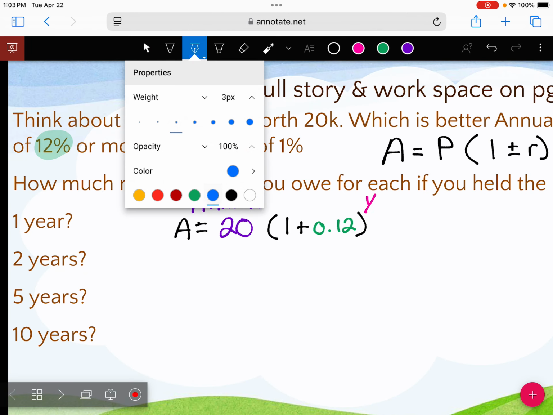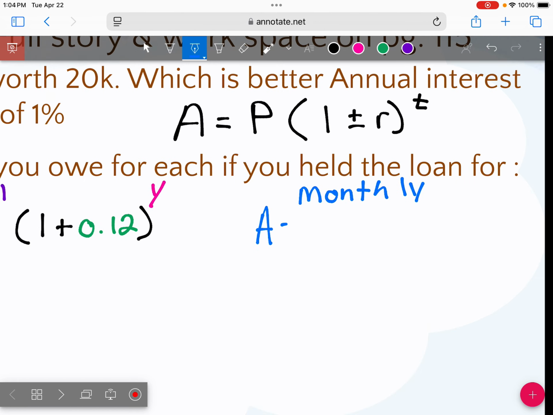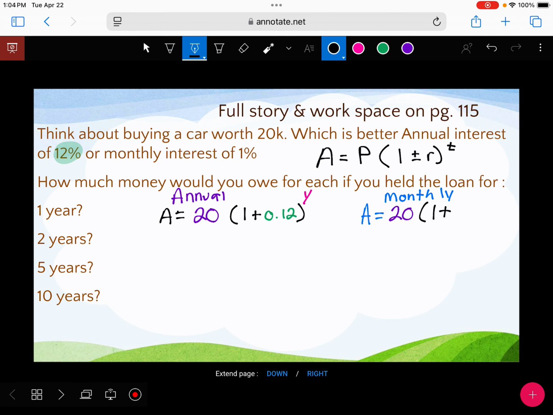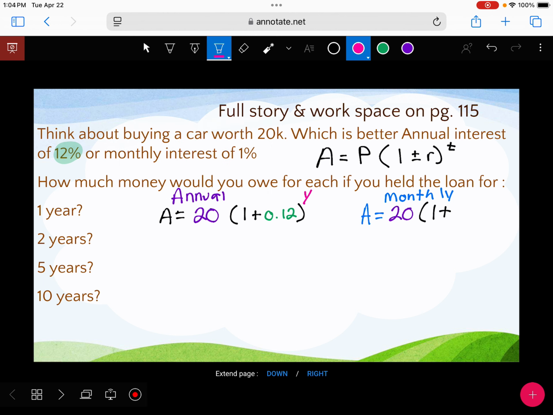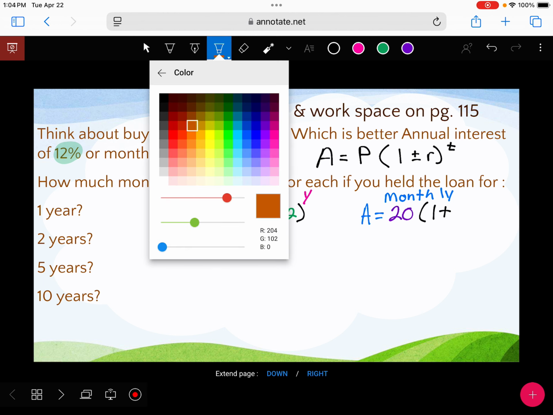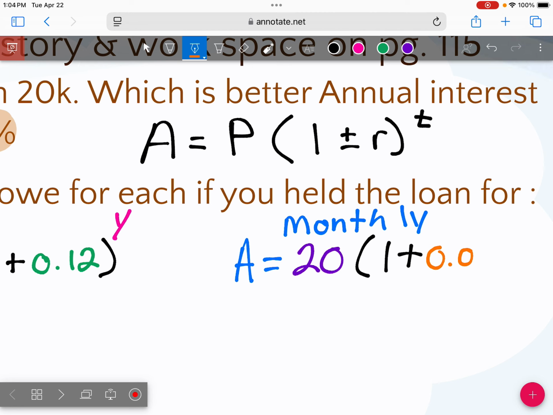How would we write a very similar equation for our monthly interest? So we'd have our A equals our same starting amount, our same principal. But what's different for our rate? 0.01. That happens. That's the reason we go through it and why it's not like a test. So our 0.01, and this time we're going to put as our unit of time months.